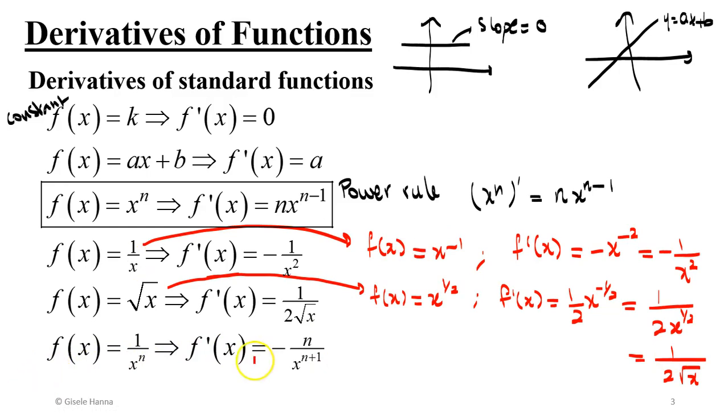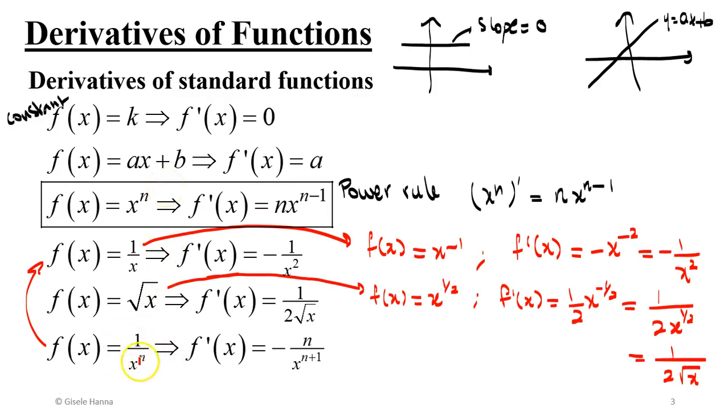Now, similarly here, if I had f of x equals 1 over x to the n, now you'd notice that over here, f of x equals 1 over x has this form for n equals 1, or in the form x to the n for n equals negative 1.